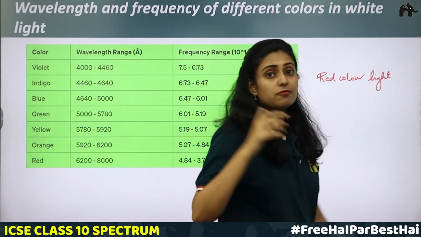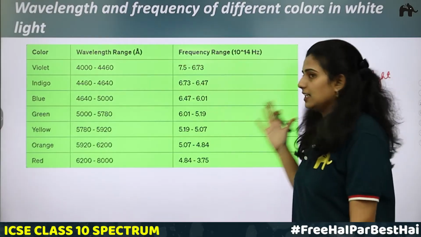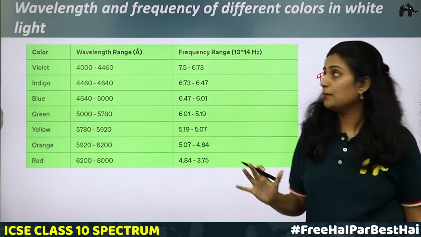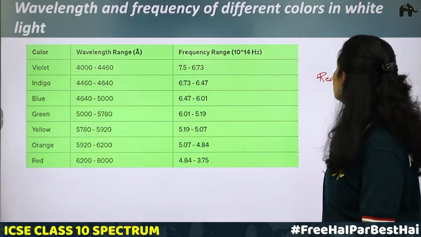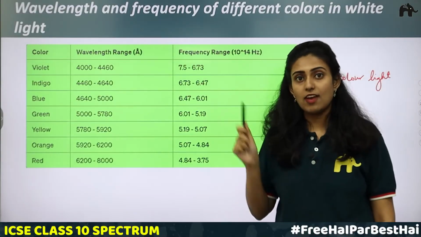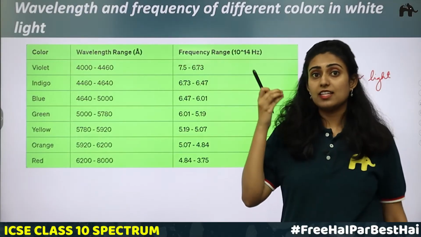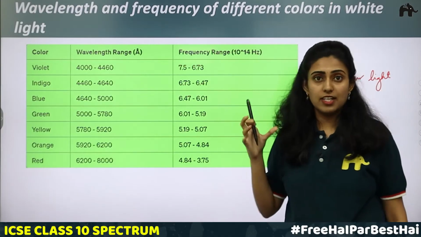It doesn't matter from which source or what the origin of this red color is, the wavelength will be the same. Okay, the range of wavelength will be the same. So here you have a table which shows the wavelength and frequencies of different colors in white light. We said white light is made up of 7 different colors, and when they split, the retina of the eye will be detecting the different colors of light.